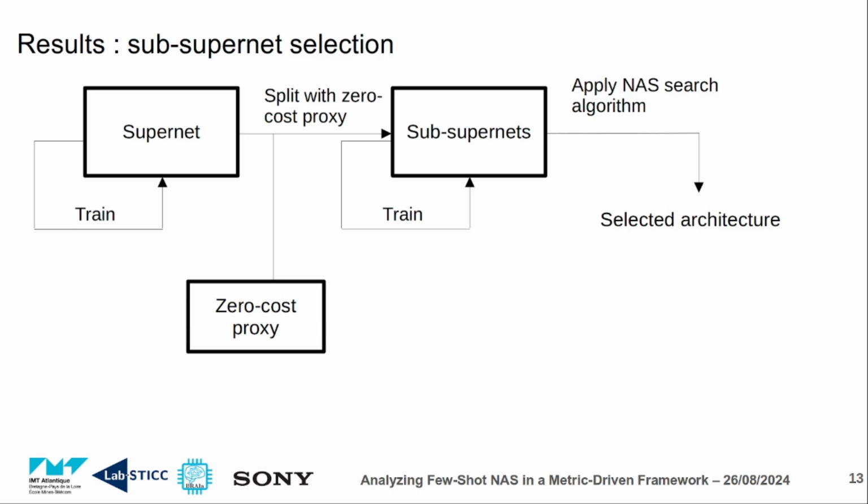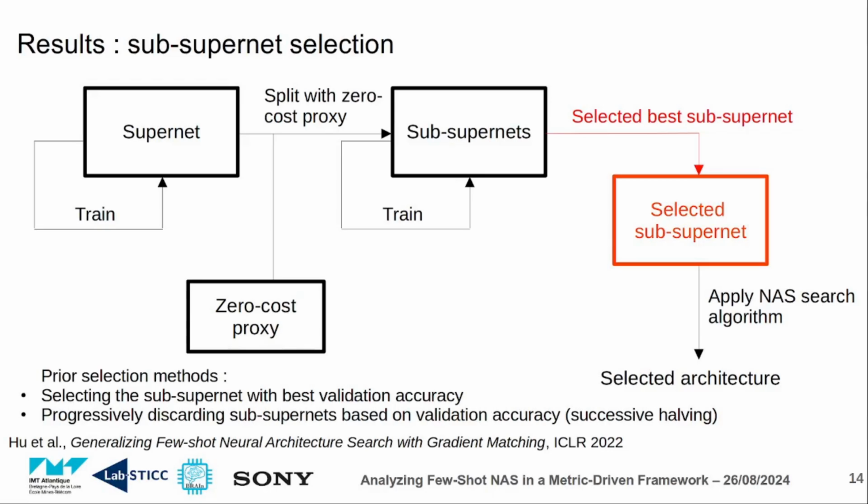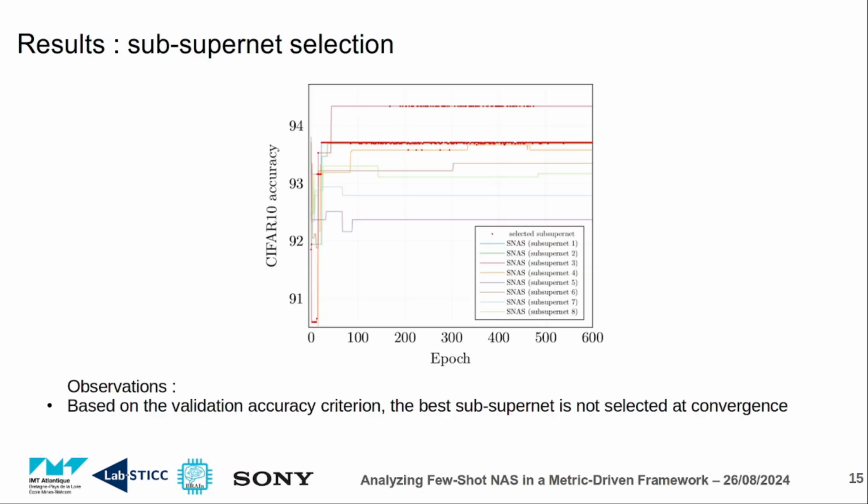Let us come back to the few-shot NAS pipeline. Before applying the downstream search algorithm, all few-shot NAS methods append another step to the pipeline, the selection of a sub-supernet using an ad hoc criterion, such as the validation accuracy of the sub-supernet. In order to evaluate the effectiveness of such a criterion, we look at the training phase of each sub-supernet. On the y-axis, we plot the performance of the found architecture at each epoch. The selected sub-supernet based on the validation accuracy criterion is represented with a red marker.